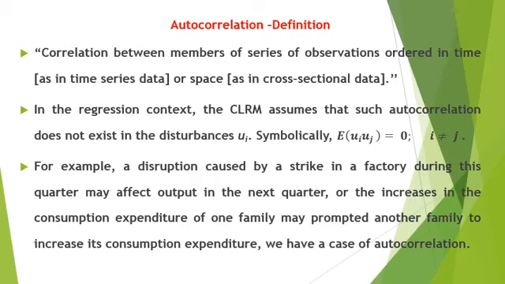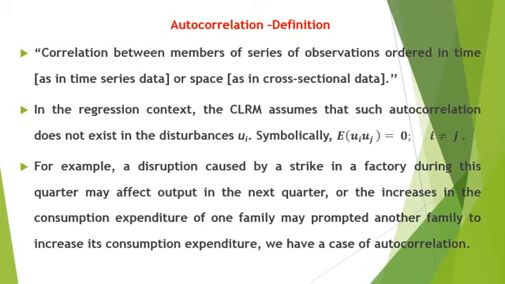If we find that a momentum is built into the movement of GDP figures among successive quarters, or a momentum can be found in the output of the factory among successive quarters, or if a momentum is found in the movement of stock prices, we have the problem of autocorrelation.